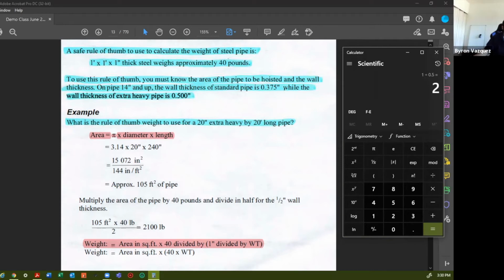I like to use this formula down here because it's direct. So using our rule of thumb, we're going to want to solve what's in the bracket to apply our second formula down here. So we'll go 40 times our wall thickness, which we know is 0.5, giving 20. If I wanted to apply this formula below, I would take our area in square feet, which we've calculated to be 105 square feet, and multiply it by 20, already having solved this. And that gives us our answer.